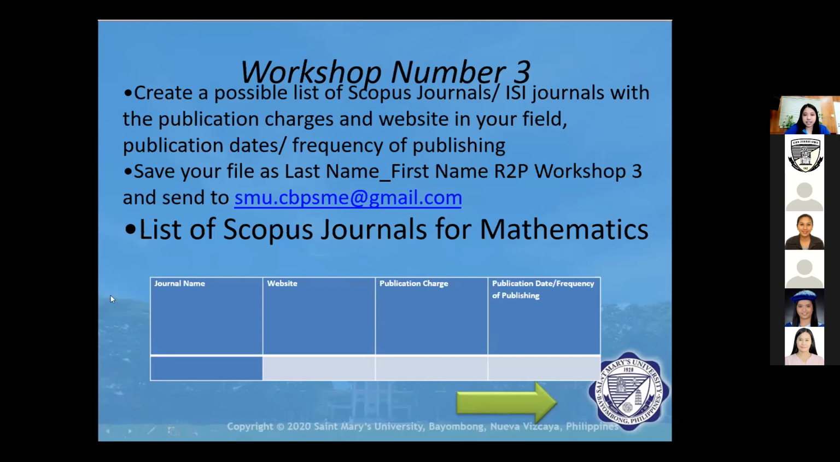So this is a sample template for you to use. A list of Scopus journals for mathematics, for instance. You have to place the journal name, the website, publication charge, and how frequent the publishing is.